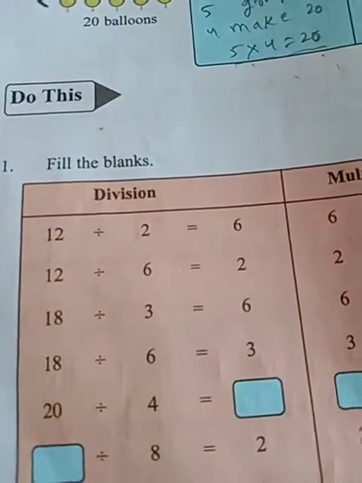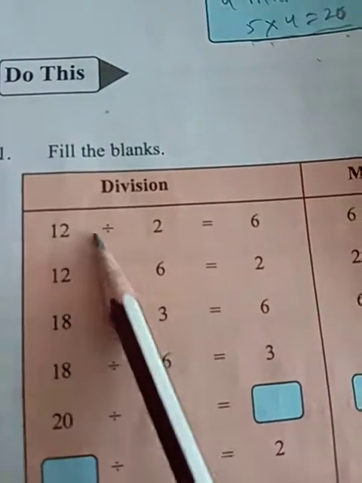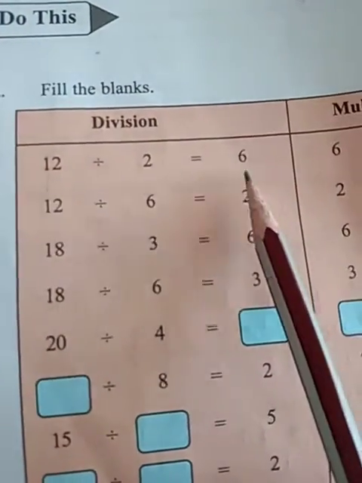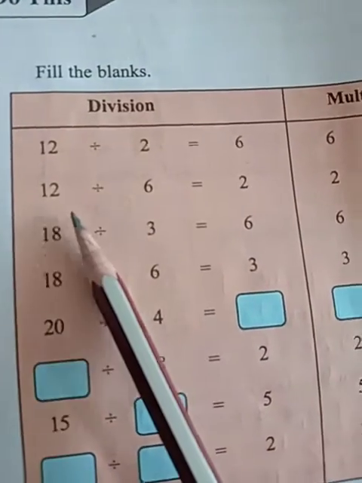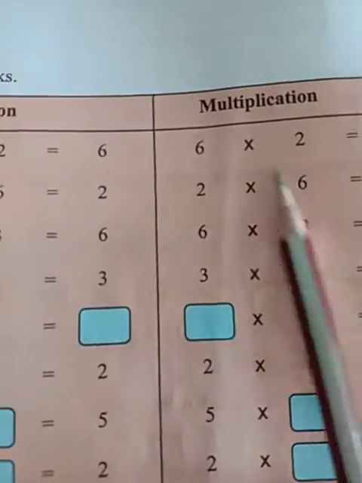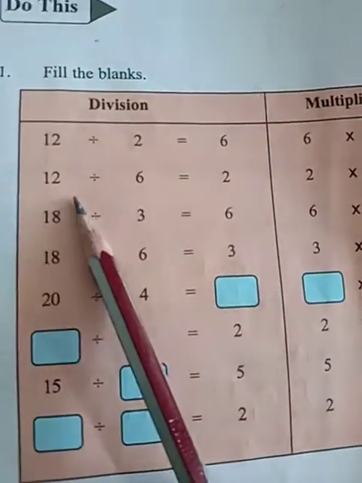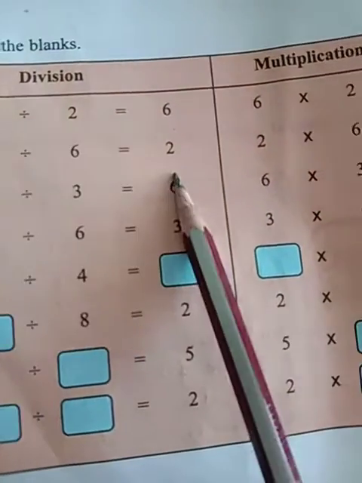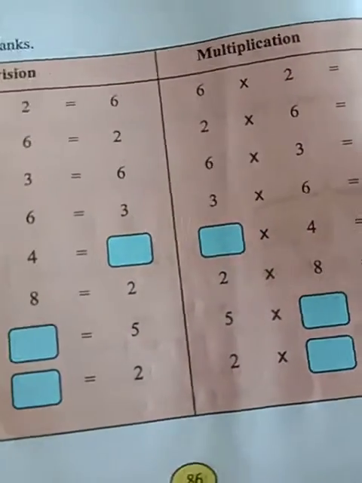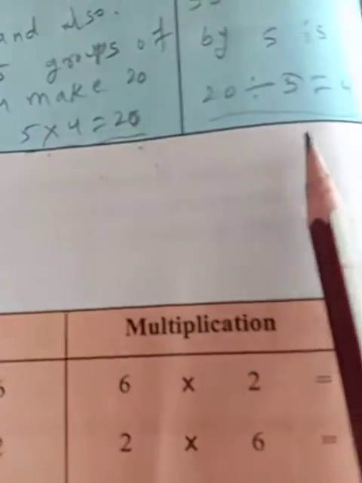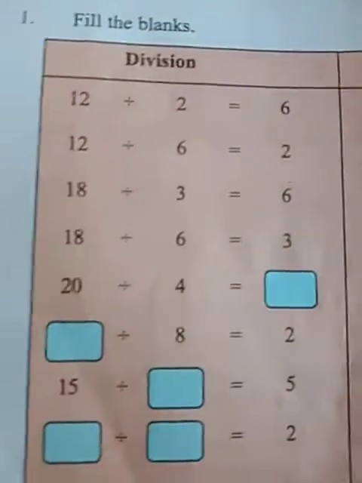Fill in the blanks. 12 divided by 2 equals 6. 6 twos are 12. See here, 6 twos are 12. 12 divided by 6 equals 2. Here, 2 sixes are 12. Understand? Like this only. 5 fours are 20. 20 divided by 5 equals 4.